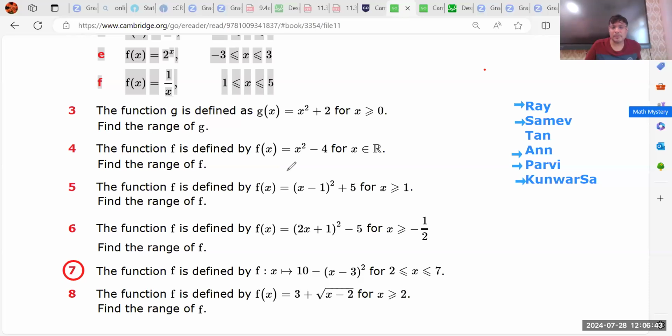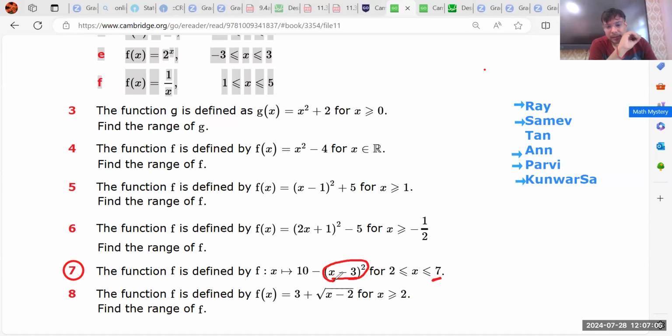Tanish, what's your answer? Sir, I'm not able to understand. So I will ask you again: when I subtract 7 from this, this will get its maximum value. Any doubts in this?